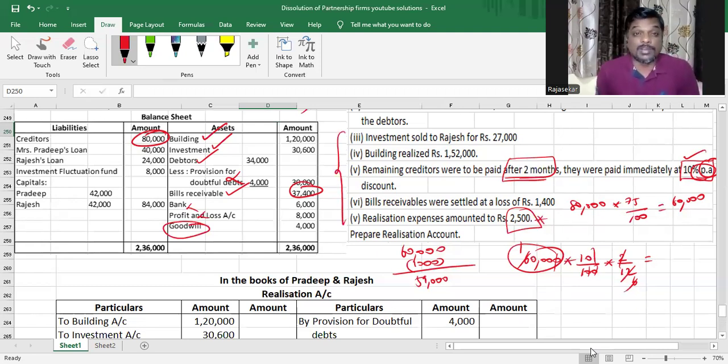But the rule is very simple, my dear children. If the question is silent with respect to how much a particular asset has realized, and if that particular asset is a tangible asset, then it realizes the book value. If it is an intangible asset, then it realizes nil, zero. Understood or not, my dear children? So goodwill will realize zero. So we will not realize it. And then we go to the creditors, who have been paid off.